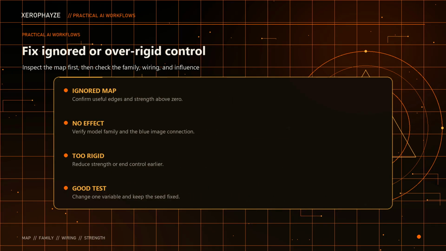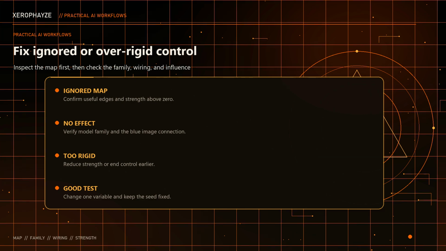If the result ignores the reference, inspect the saved control map first. Weak or missing edges cannot guide the image. Then confirm that the checkpoint and ControlNet model families match, the control map reaches the image input, and strength is above 0. If the result looks stiff or overtraced, reduce strength or end the control earlier. Change one variable at a time.